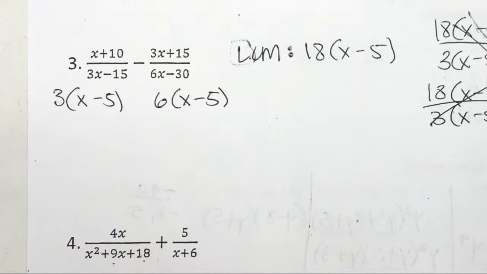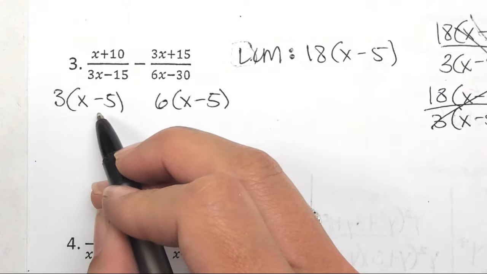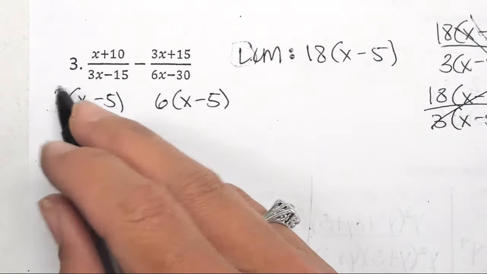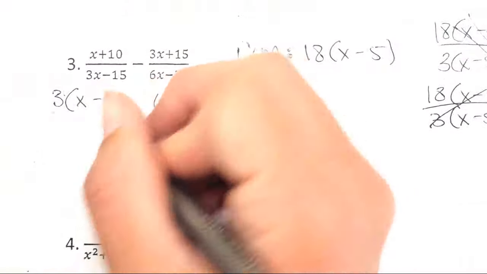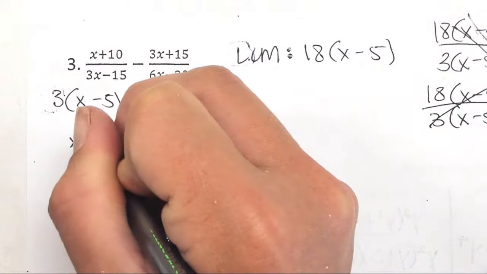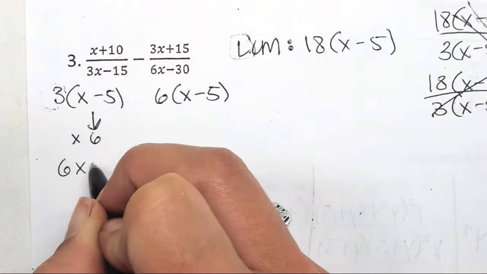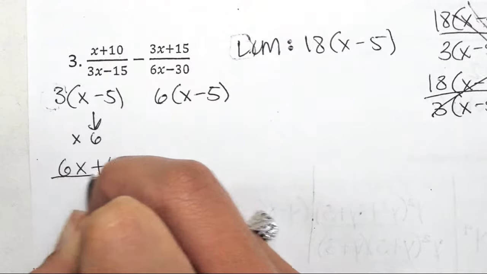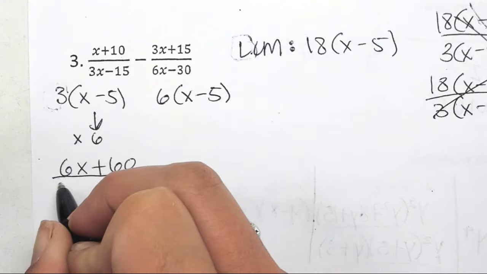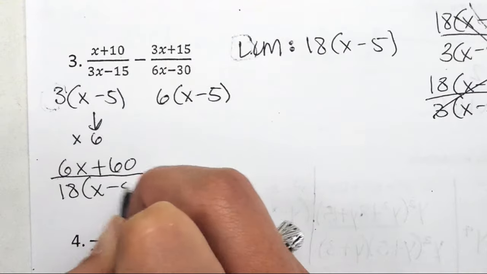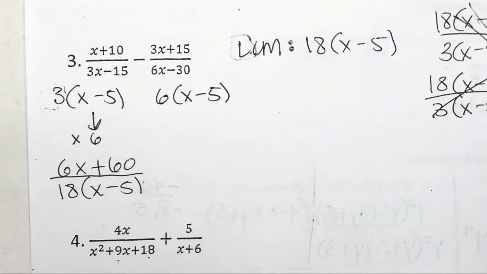Okay, so what do we need to change about this one? Good, so this needs to be 18, so we need to multiply it by? Good. So if we multiply this entire thing by 6, we'll get what on top? Good, 6x plus 60 over 18 times x minus 5. Very good. Questions about that part?